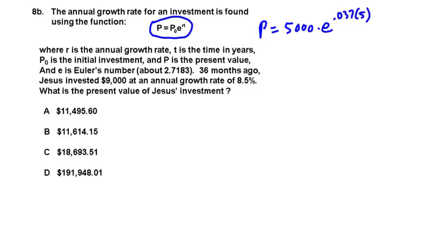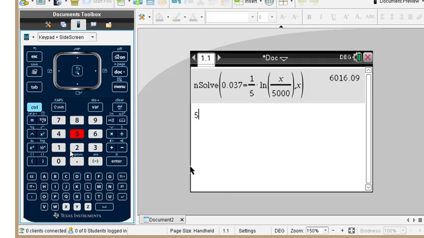Let's go look at it quickly. We have 5,000 times e, oops, I got the wrong one here, e to the power of r times t, where r is 0.037 and t is 5. Make sure you have the units straight between years and months especially. You press that, and we get $6,016.09, the same.